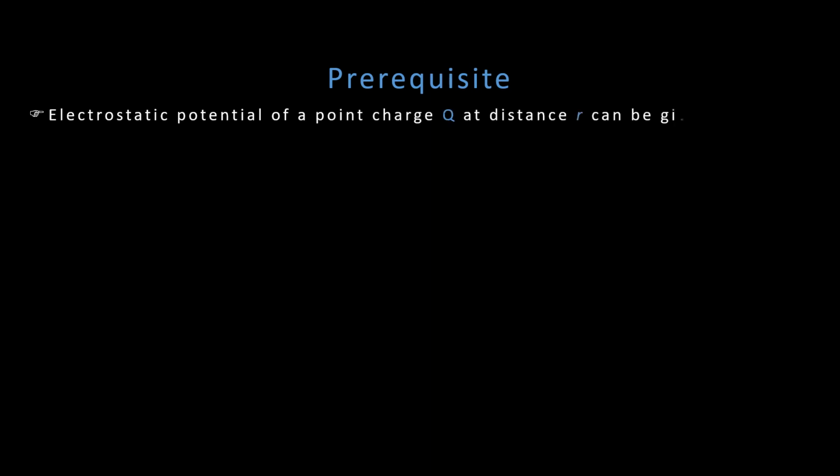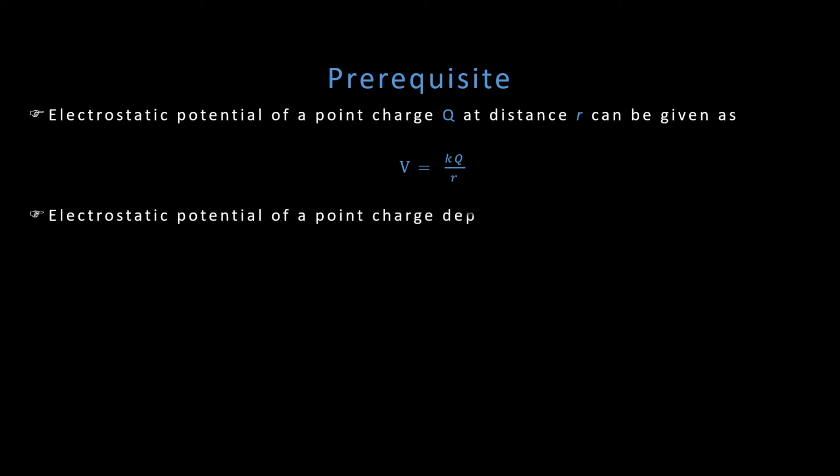To understand today's topic, we need to know the following things. First of all, the electrostatic potential of a point charge q at a given distance r can be expressed as kq by r, kq upon distance. But this is applicable only when you know how far the point is from the point charge. So if you are told a 2 coulomb charge and 1 centimeter distance, you can simply substitute values and find out the potential.